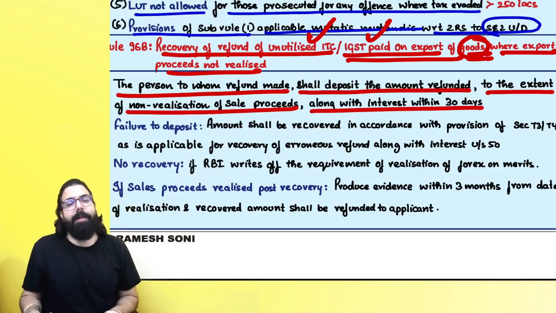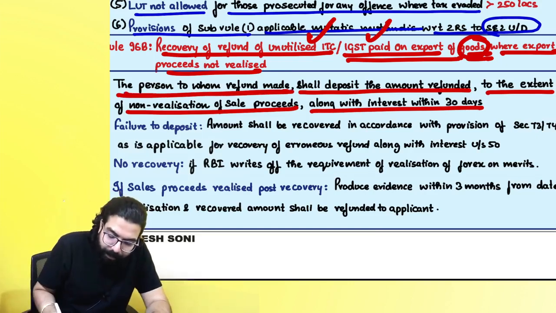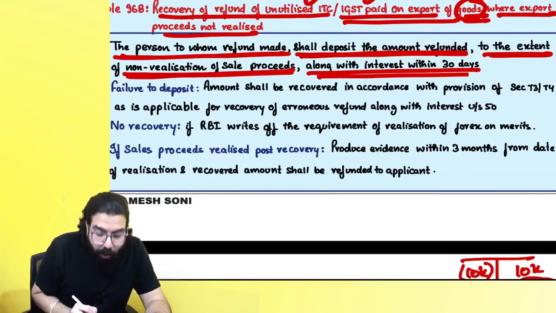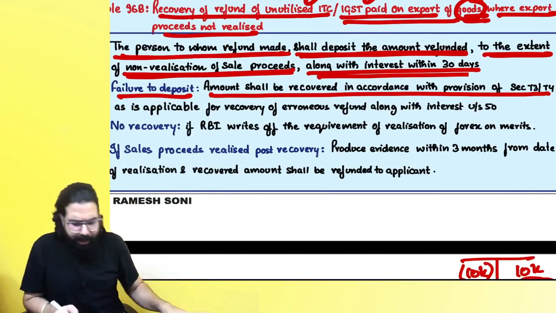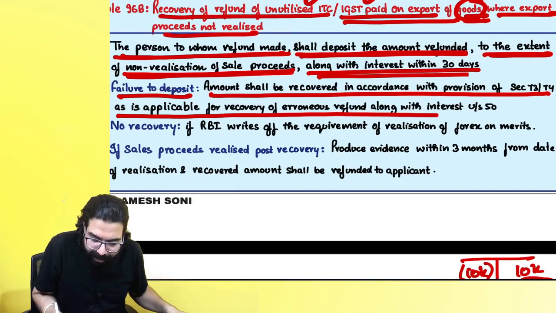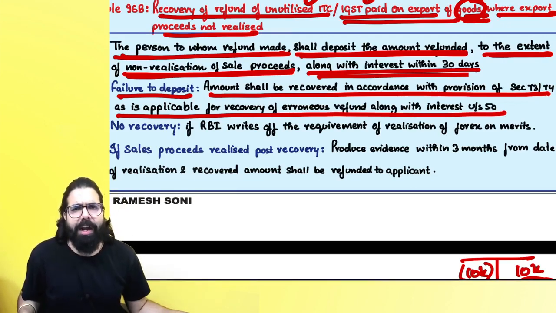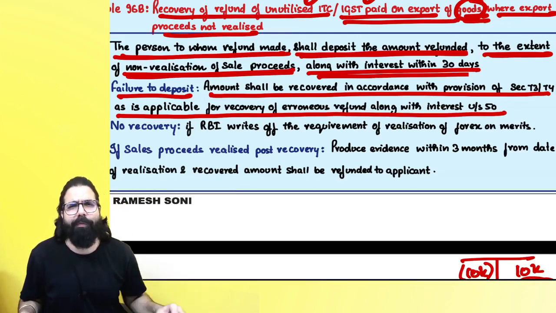Whatever was the permitted time limit, if you don't get the money within the permitted time limit, please go ahead and deposit. The person to whom refund was made shall deposit the amount refunded to the extent of non-realization of sale proceeds along with interest within 30 days. If you don't deposit, they will start recovery in accordance with sections 73 and 74, means a demand order will be given as is applicable for recovery of erroneous refund along with interest. It will be like, sir, you were given a refund and now you did not get foreign currency, means it was an erroneous refund, and from the date of erroneous refund you will be liable to pay interest.